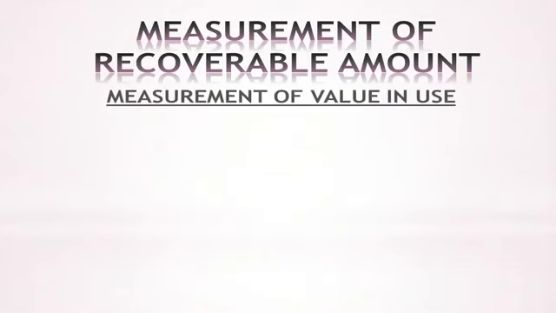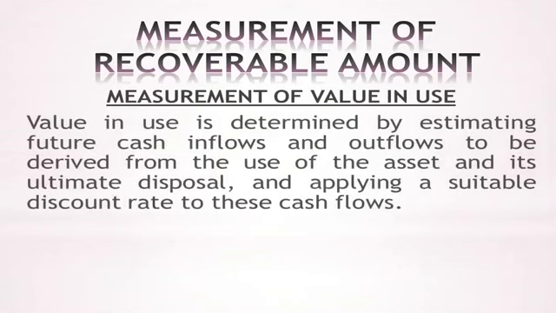Let's look at the next one, which is the value in use. How do we estimate value in use? Value in use is determined by estimating future cash inflows and outflows to be derived from the use of the asset and its ultimate disposal, and applying a suitable discount rate to these cash flows. So what does this whole thing mean? With the value in use, you need to estimate the future cash flows of the particular asset.